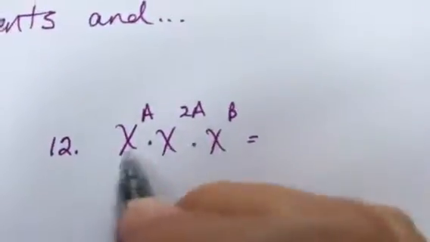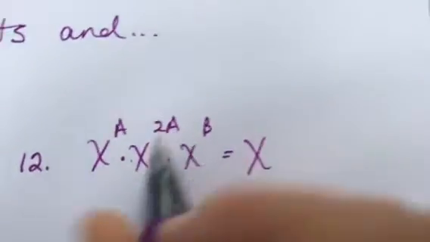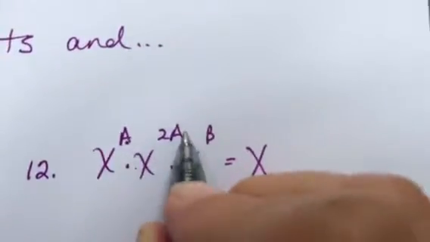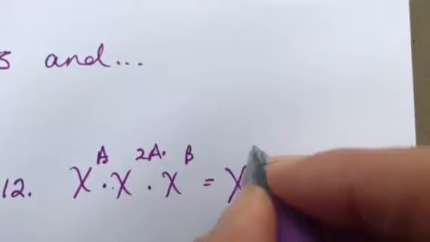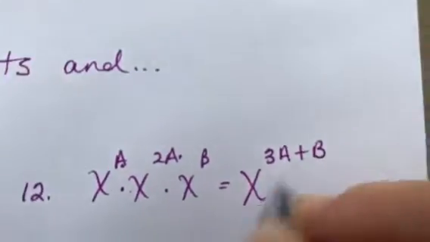This one, we all have the same base. We're multiplying, so we're going to add our exponents. So my base stays the same. And I have an A here and a 2A here, and 1A and 2A makes 3A. Plus, I still have this little b right here. So yeah, it looks weird, but that's all you've got to do.